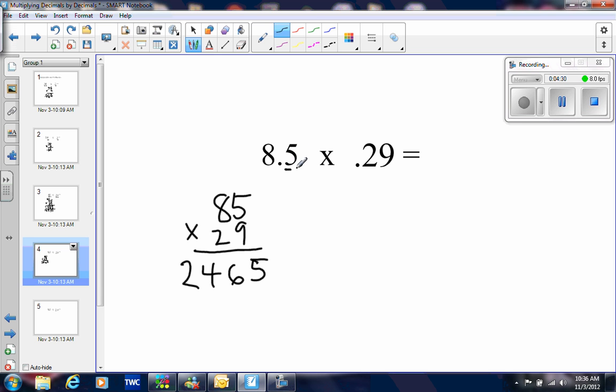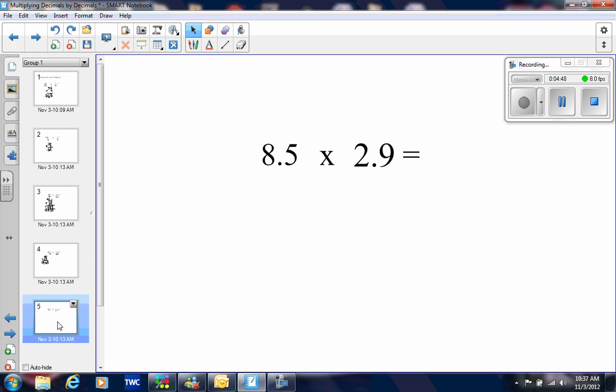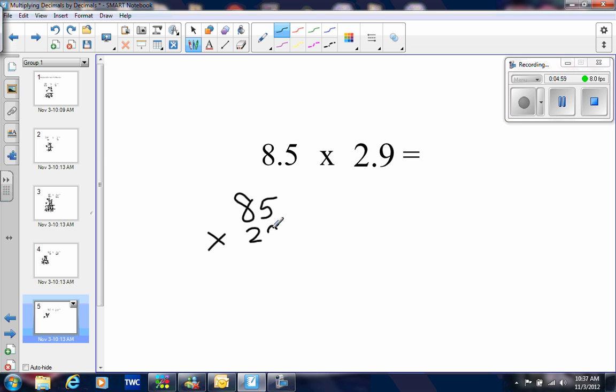In this problem I have 1, 2, 3 decimal places. So in the answer I'm going to have 3 decimal places. 4, 6, 5. 1, 2, 3 decimal places. Again, the same thing is true here. 85 times 29 gives 2, 4, 6, 5, the same digits.